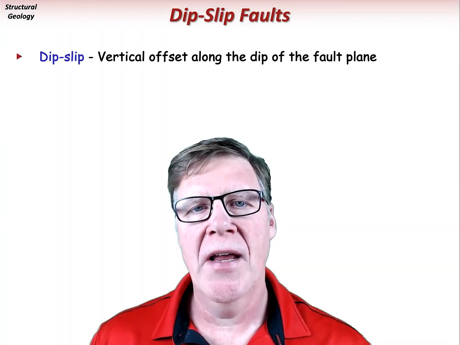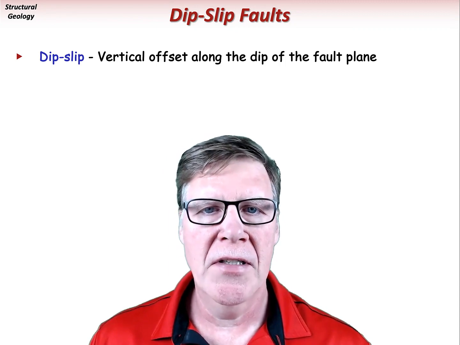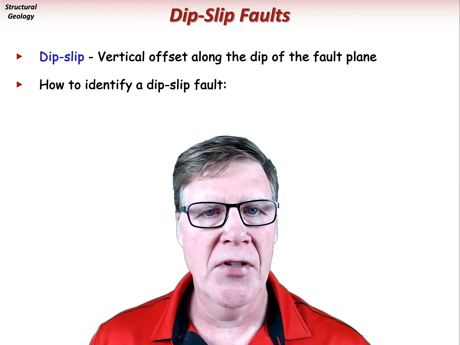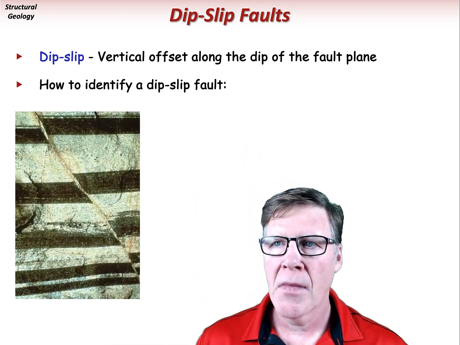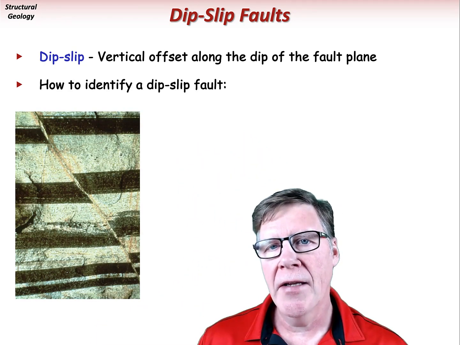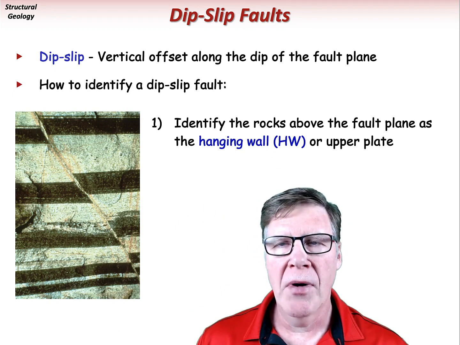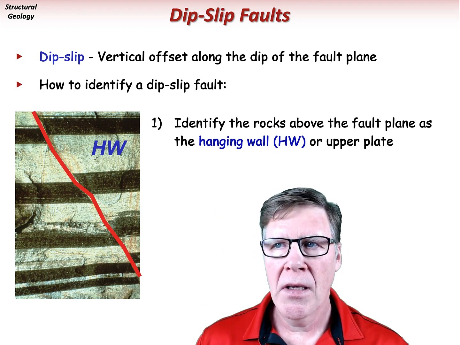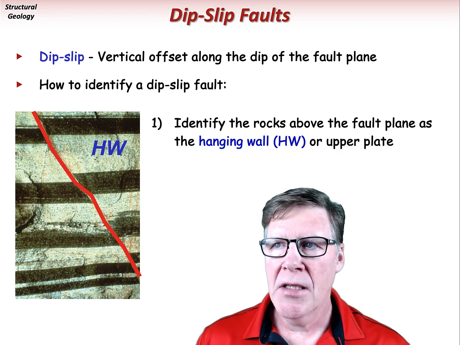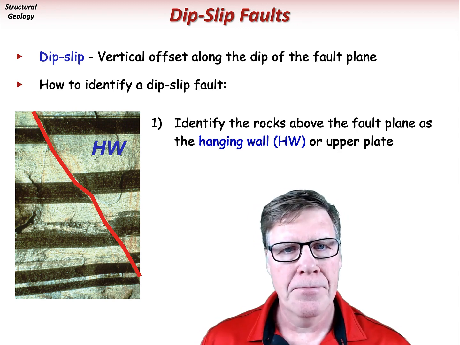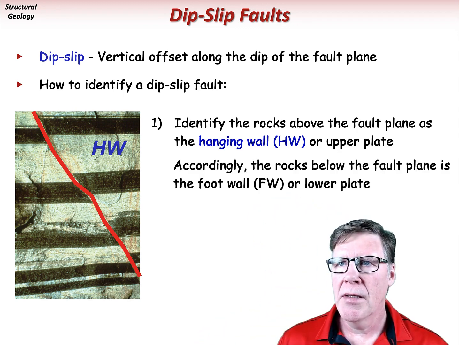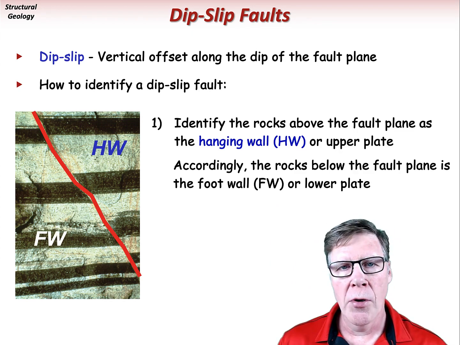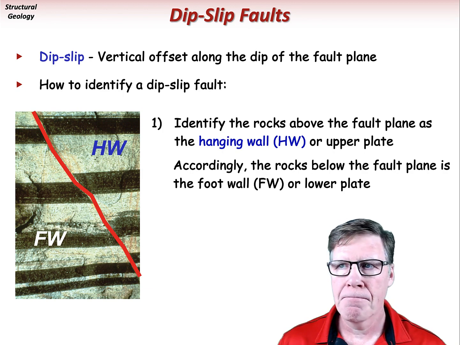Dip-slip faults are ones that have vertical offset along the dip of the fault plane. We can identify a dip-slip fault in just a few steps. Once the dip-slip fault is located, we can describe the part above the fault plane as the hanging wall. In really big fault systems, this may also be called the upper plate. Accordingly, the part below the fault plane is the footwall, or lower plate in big faults.